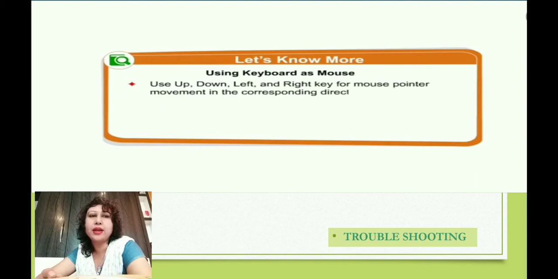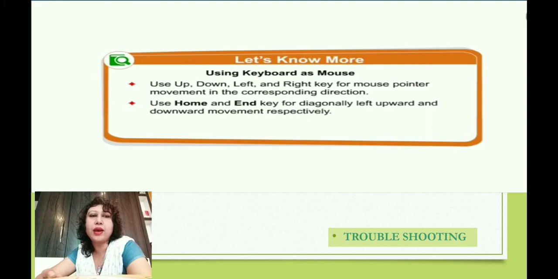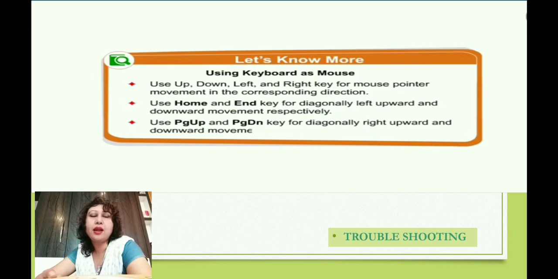So let's know more about using the keyboard as a mouse. We can use the up, down, left and right keys for mouse pointer movement in the corresponding direction. We can use the home and end keys for diagonally left upward and downward movement respectively, and we can use page up and page down keys for diagonally right upward and downward movement respectively.